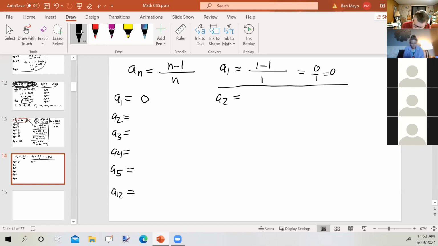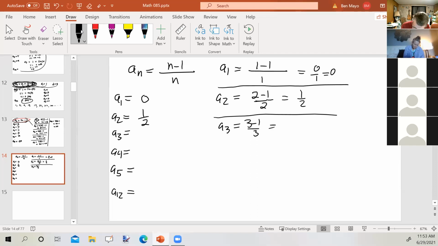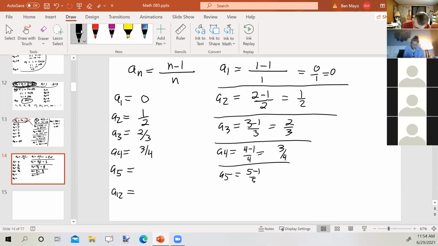A sub 2 is equal to 2 minus 1 over 2, which is 1 over 2, or just 1/2. A sub 3 is equal to 3 minus 1 over 3, which is 2/3. A sub 4 is equal to 4 minus 1 over 4, which is 3/4. A sub 5 is equal to 5 minus 1 over 5, which is 4/5.